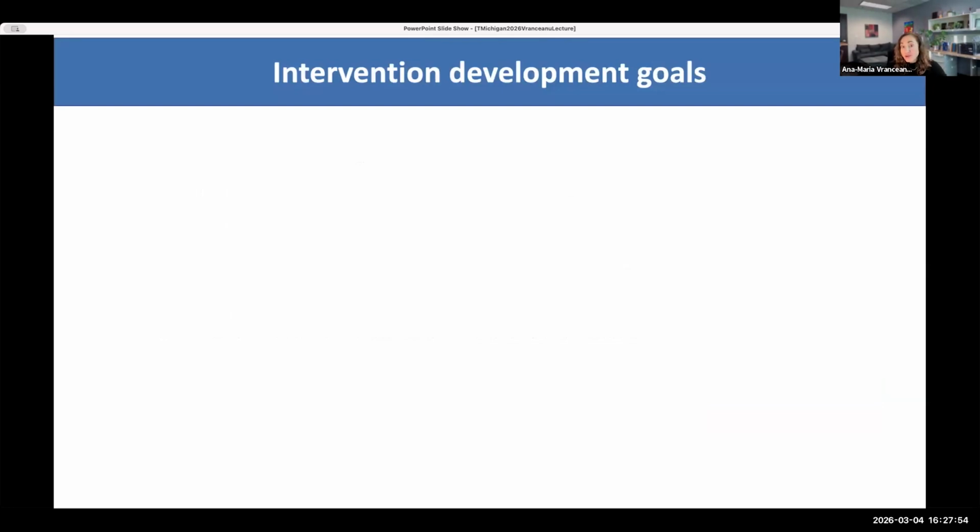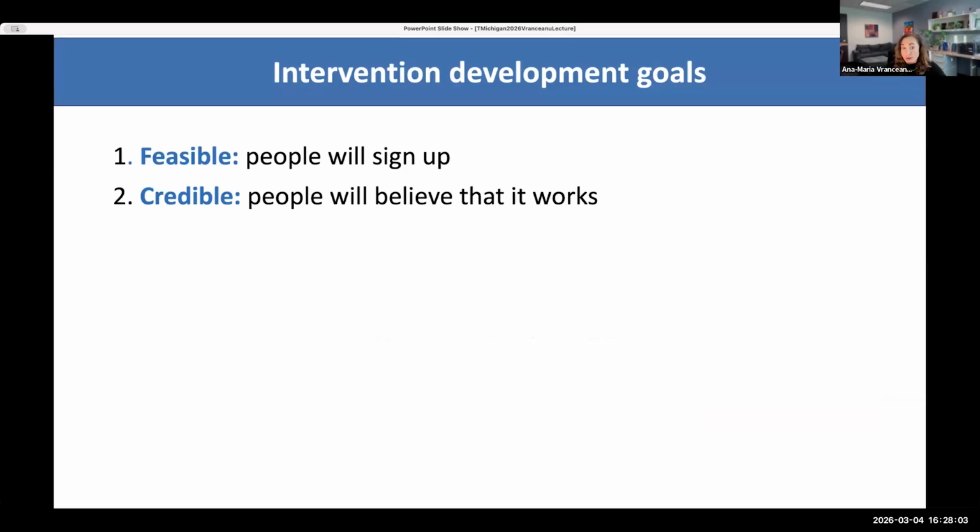So what were the intervention development goals? These were based on the NIH stage model. We wanted an intervention that would be feasible, so people would sign up, and credible, so that when we describe it to dyads, they'd say, yes, this makes sense. I want to participate.